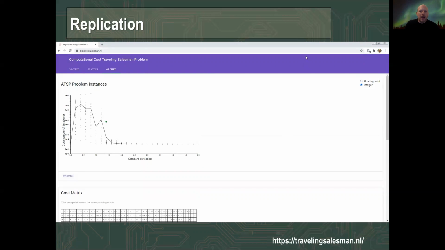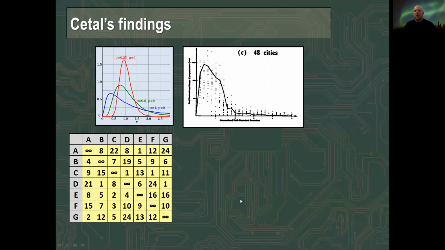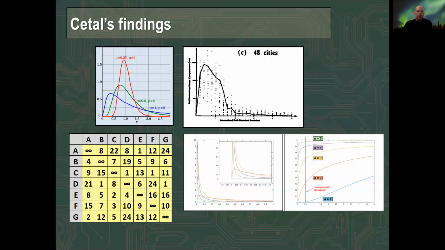So really, it must be something in the round off. But what? Okay, so let's have a look. We have an explanation. So Cetal used this log normal distribution, presumably because it produces only positive values on an open-ended scale.